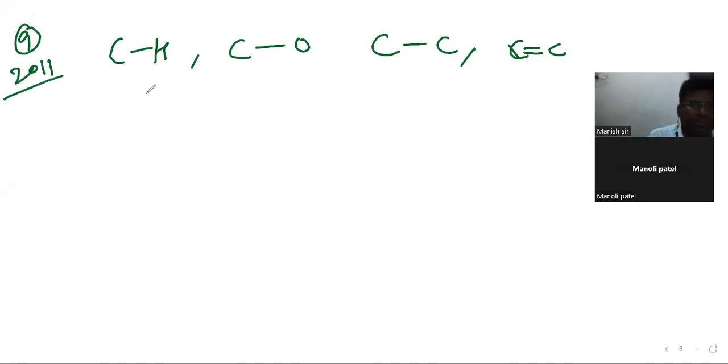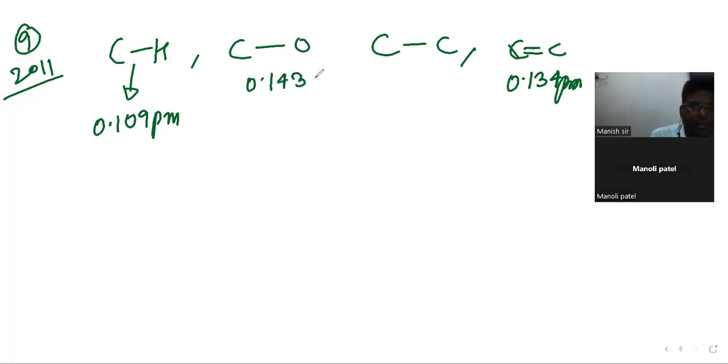Bond lengths are given, so I will write these values. CH is 0.109 picometer. C double bond C is 0.134 picometer. Unit will be the same. And CO bond is 0.143 picometer. Next is CC, that is 0.154. So you can just observe by looking at the numbers. Whose value is less? CH bond length is smaller, right? So this comes at the least position.